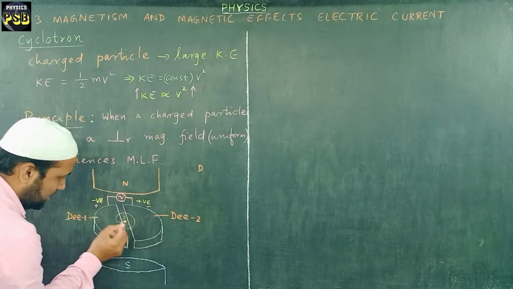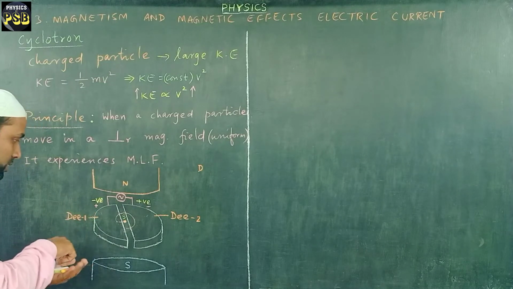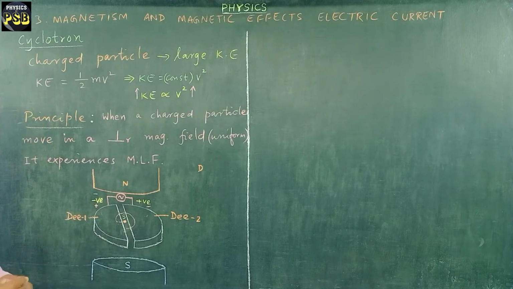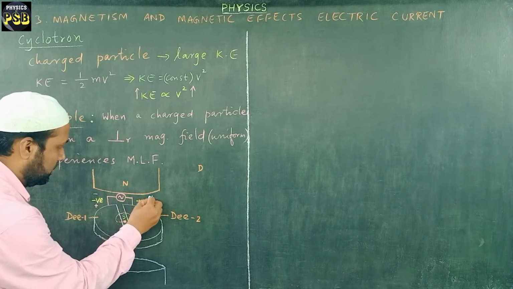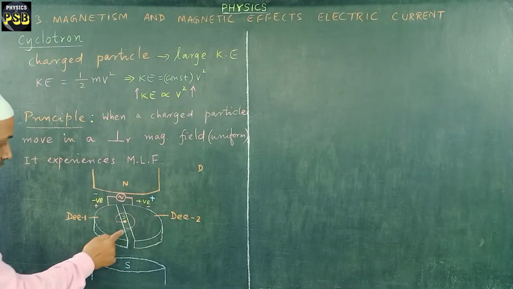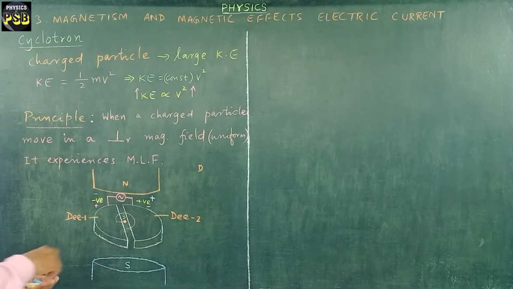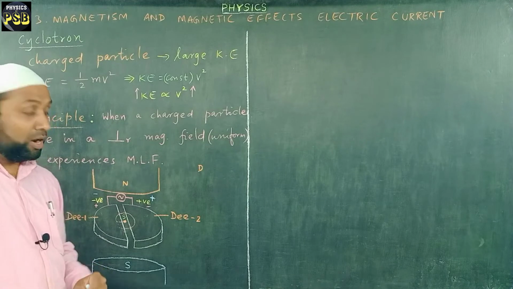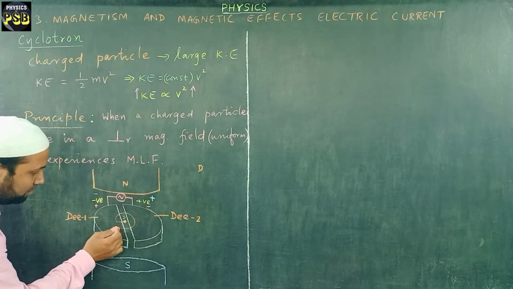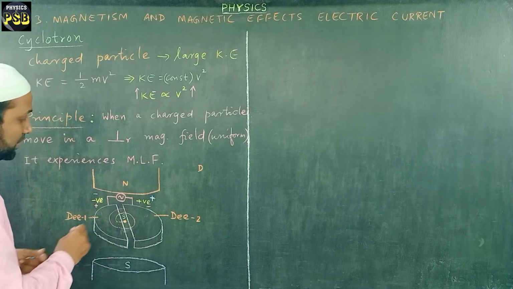Then when it reaches this gap again, what happens? D1 gets a negative potential and the other becomes positive. So again this positive ion present in the gap gets attracted towards D1. This is how every time the polarity changes, due to the change in the polarity, the movement of the charged particle or ion continues. Every time it does so, the diameter of the circular path increases.